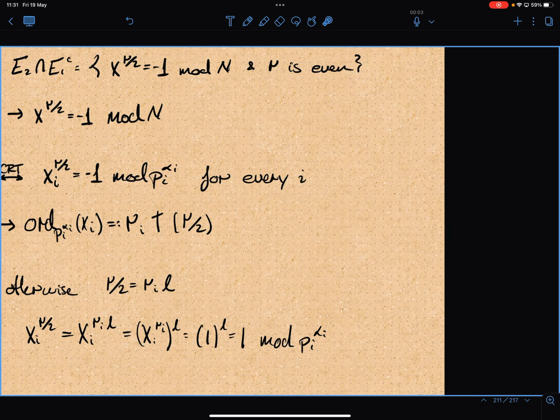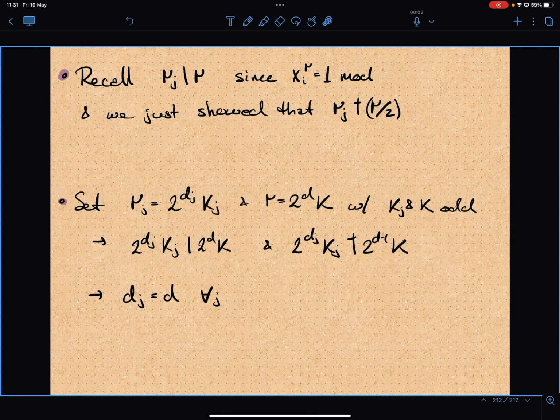Good? Now, on the other hand, we have that rj divides r, since by the Chinese remainder theorem, we have that xi to the r is equal to 1 mod pi^alpha_i. And this is what we did when we were bounding. We used this fact when we were bounding the probability of E1. So we have that rj divides r, but rj does not divide r over 2.